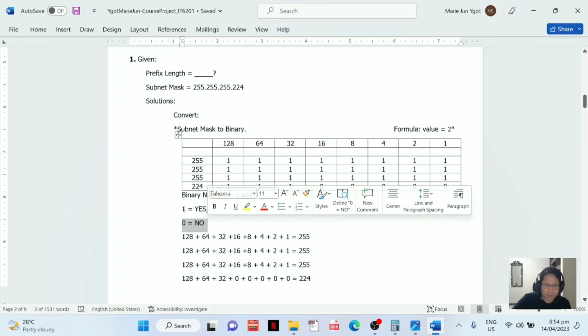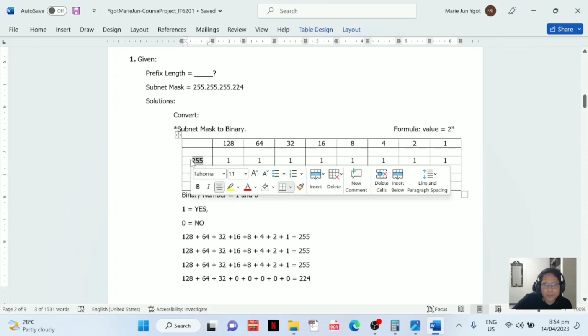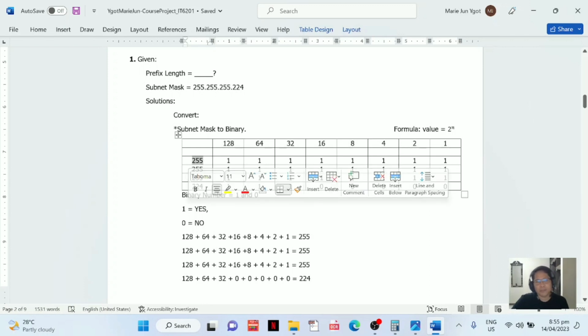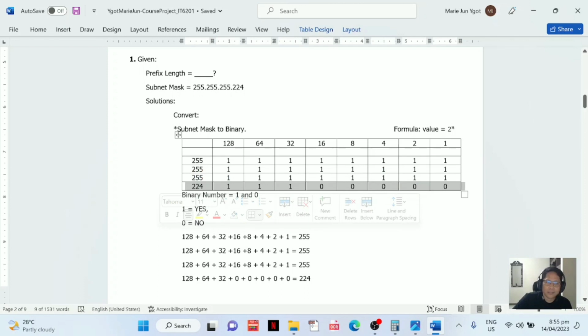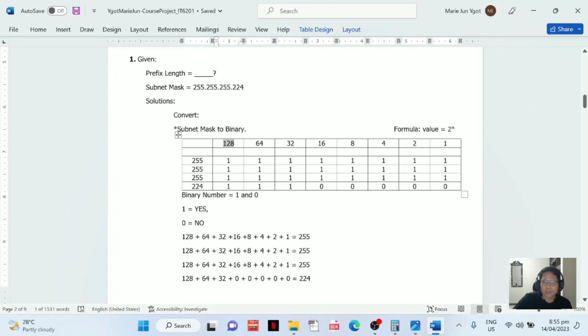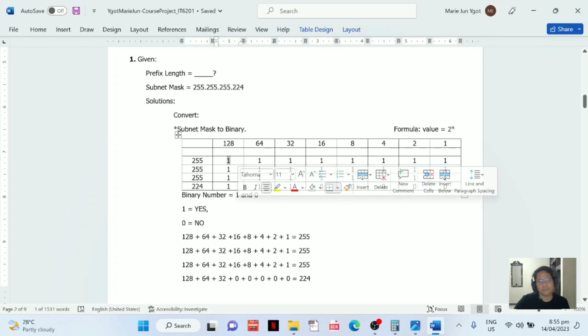Okay, so let's try this one. In order to get 255, we have to add all the values here. Let me ask a question: can 128 be added to get 255? Of course, yes, because 128 is less than 255. So meaning, we can use 128 in order to get 255. That means it's a yes, so we put 1 here.